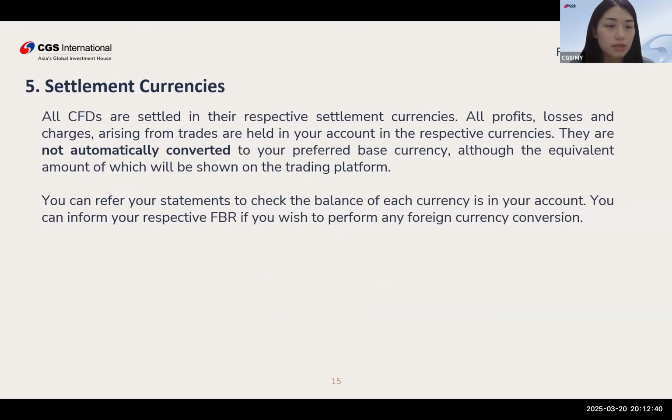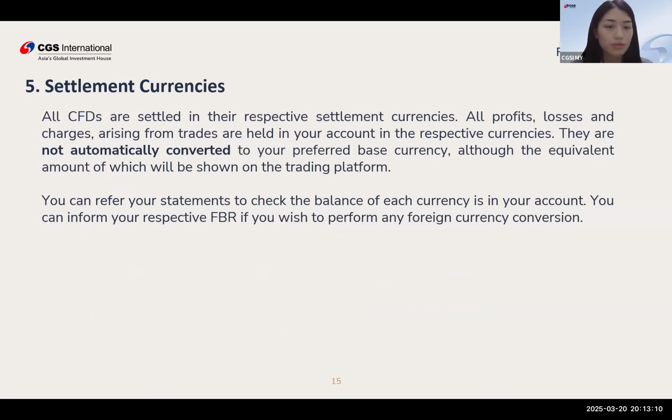Okay, so next, settlement currency. We are pleased to inform you that our CFD products are settled in their respective settlement currency. So all profit, losses, and charges arising from your trade in your account are in the respective currency. If you trade Maybank CFD, it's settled in ringgit. If you trade Apple CFD, settled in US dollar. While for the Japan 225 index, it will be Japanese yen.